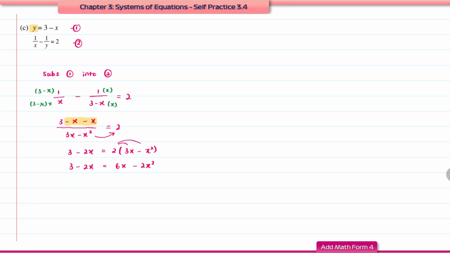All right, this is a quadratic equation, so I'm going to move everything to the left hand side so that I can write the equation in general form. So here you're going to have 2x squared minus 2x minus 6x plus 3 equal to 0. Next we're going to collect the like terms. So negative 2x minus 6x is negative 8x plus 3 equal to 0.